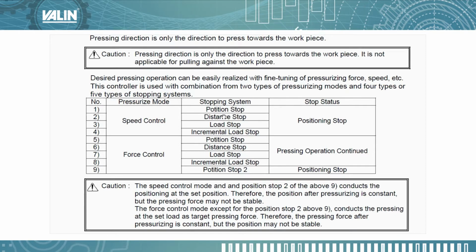it finds its position, or it finds its distance in this case, or it finds the load, or it finds the incremental load. In force control, the speed is not held consistent, so it will slow down or speed up based on the resistance of the load that you're pushing against, but it'll still stop at the position. So if I do a speed control position stop or a force control position stop, both of those modes are gonna have the actuator move to target position before it stops. So these modes are kind of duplicated.